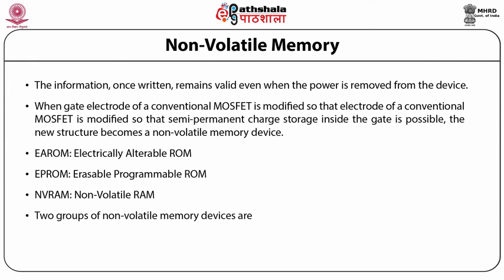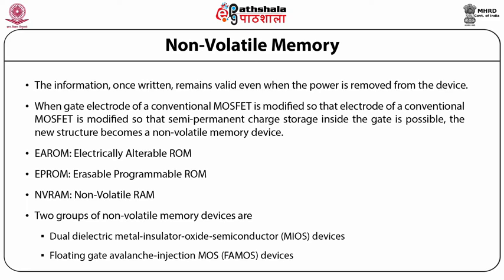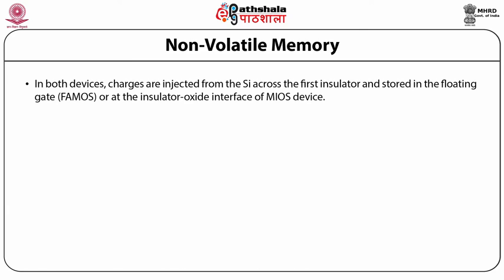So two groups of non-volatile memory devices are: number 1, dual dielectric Metal-Insulator-Oxide-Semiconductor MIOS devices. Number 2, floating gate Avalanche-injection MOS FAMOS devices. In both the devices, charges are injected from the silicon across the first insulator and stored in the floating gate in FAMOS or at the insulator-oxide interface of MIOS devices.